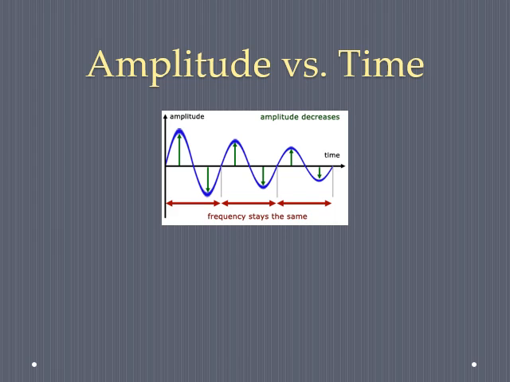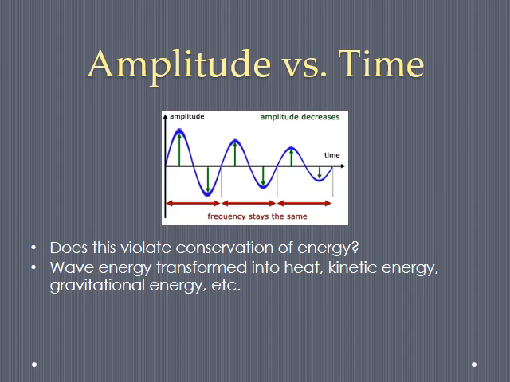Now, given that amplitude is the energy of the wave, it sort of seems like this might violate conservation of energy because this wave starts with a lot of energy and it ends up with not very much. So where did the energy go? This is obviously not a closed system because the energy is not staying in the wave, but where is it going? Well, just like other types of energy, that wave energy is being transformed as that wave moves.